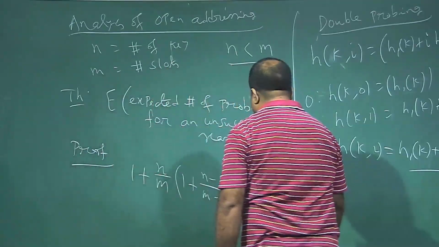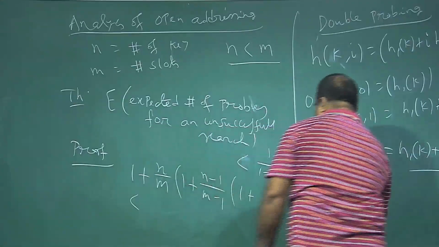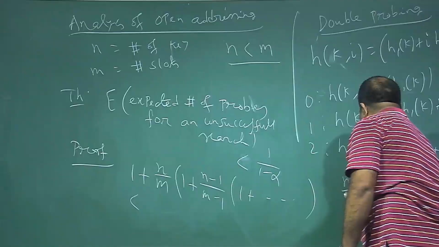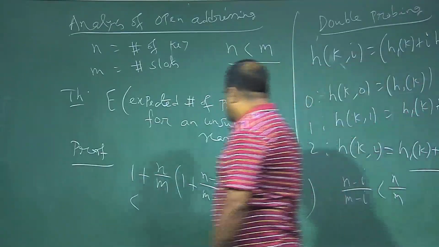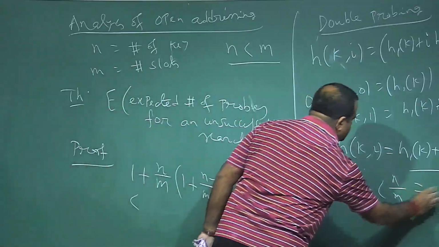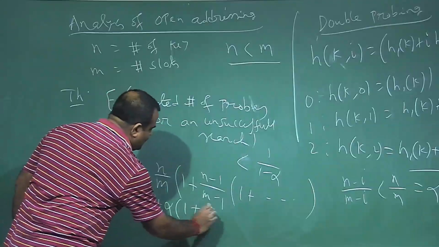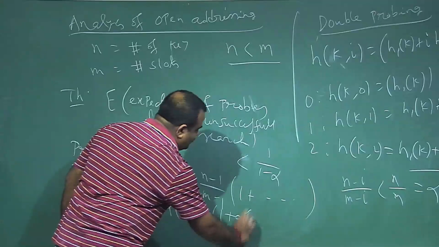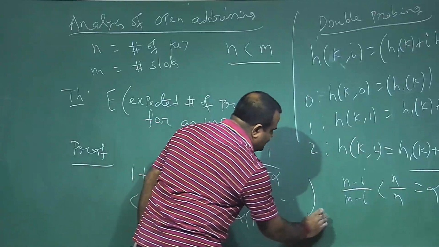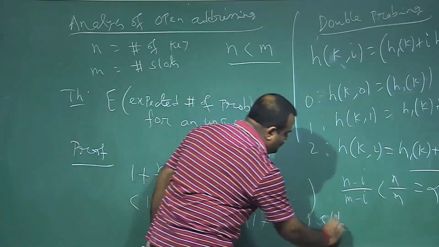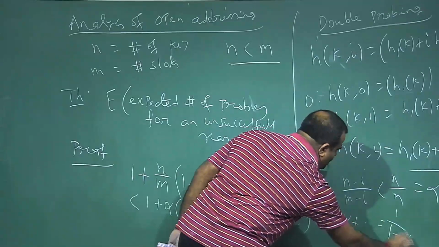So, we can use that (n minus i) by (m minus i) is less than n by m, which is alpha. So we can write this as less than or equal to 1 plus alpha into (1 plus alpha into (1 plus alpha ...)), and so on. This is basically less than or equal to 1 plus alpha plus alpha square, and so on. So this is 1 by 1 minus alpha.